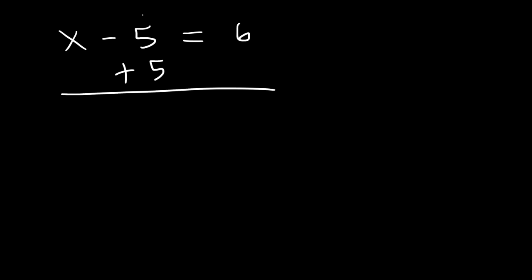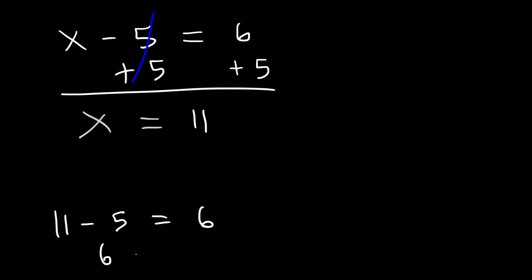So we got to get rid of this negative 5. And to get rid of it, we need to add 5 to both sides. Negative 5 plus 5 is 0. So x is therefore equal to 6 plus 5, which is 11. And now to verify it, 11 minus 5 is indeed equal to 6. So that's the solution to the equation.